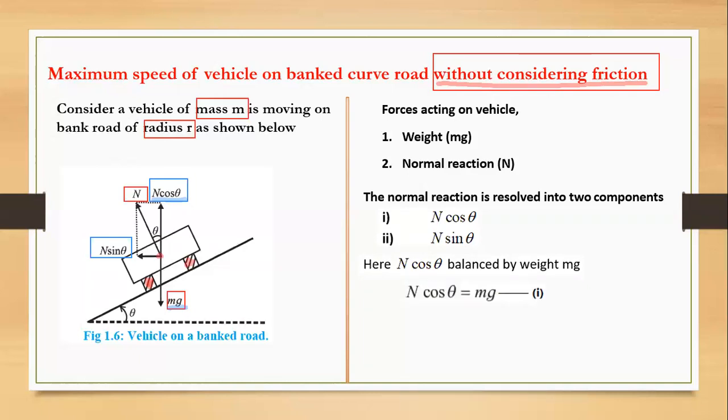So we get the equation here. N cos theta is equal to mg. Again, we get the equation N cos theta is equal to mg. We call this equation number 1.